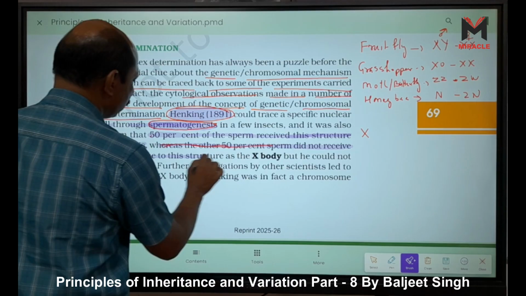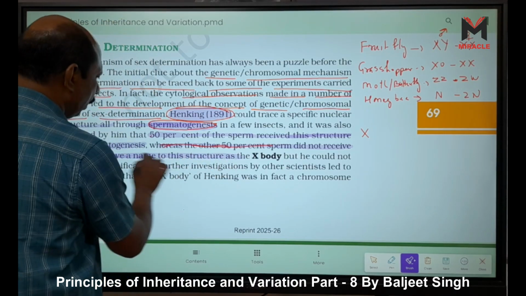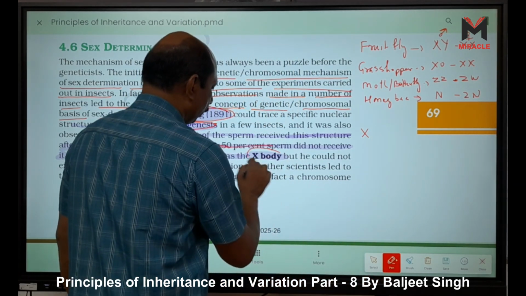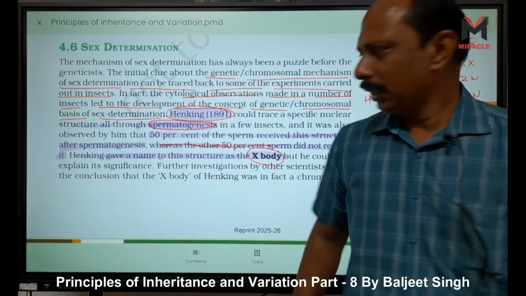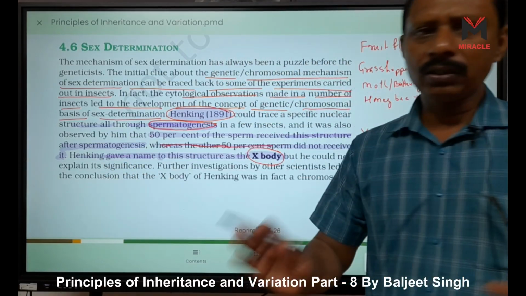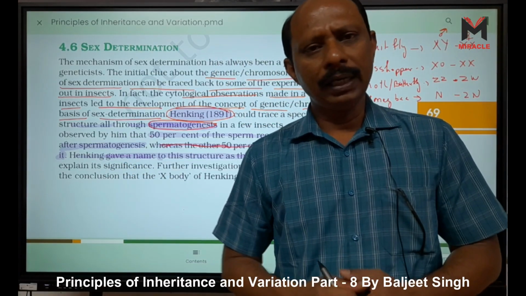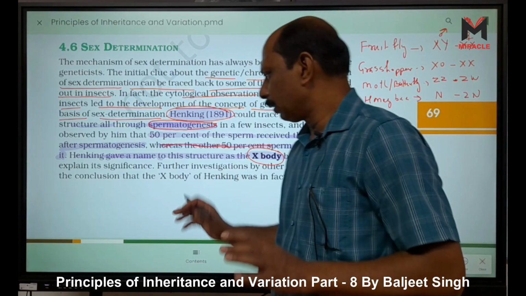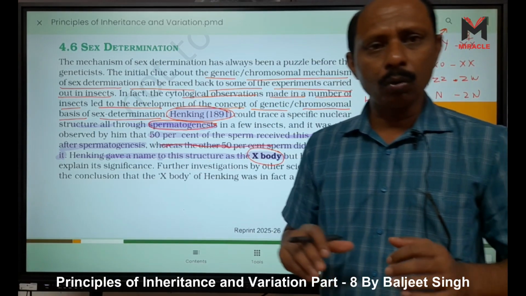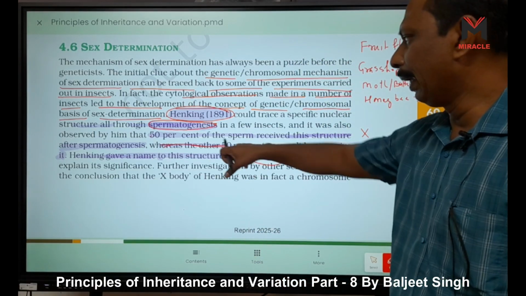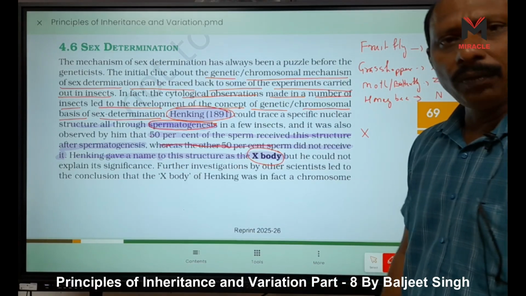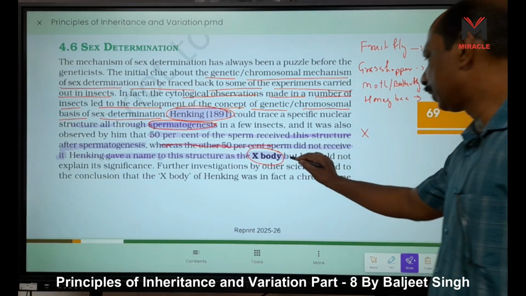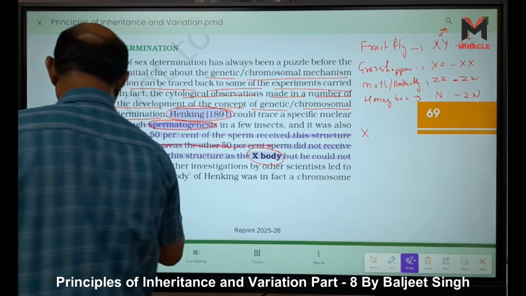Henking gave a name to this structure. This X chromosome structure was called X bodies. He called them X bodies, right? But he could not explain the significance. What is the significance of this X body? What are they? He could not explain this. So here we can see who discovered the X chromosome, or who first saw it: Henking, in 1891, right?